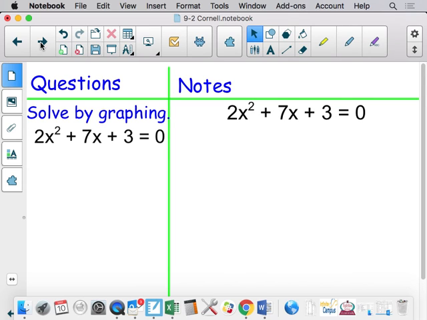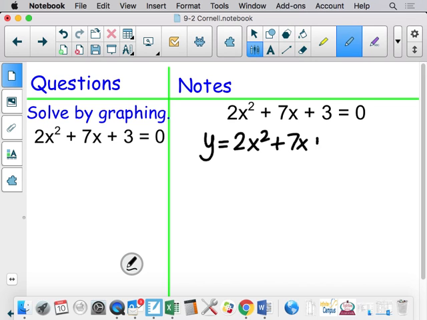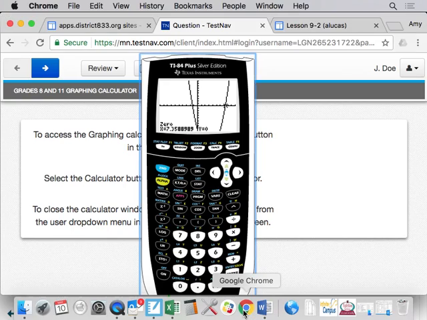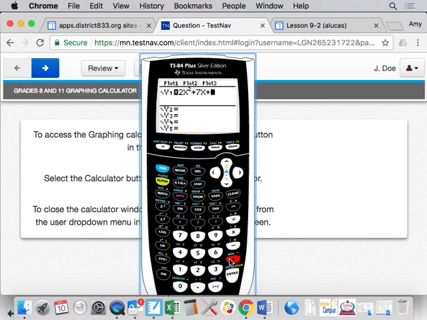Next up, 2x squared plus 7x plus 3 equals 0. So y equals 2x squared plus 7x plus 3. Two x squared plus 7x plus 3. Graph.